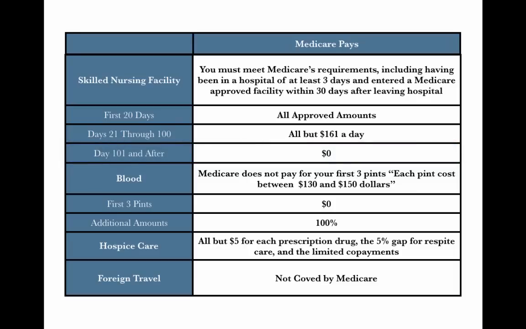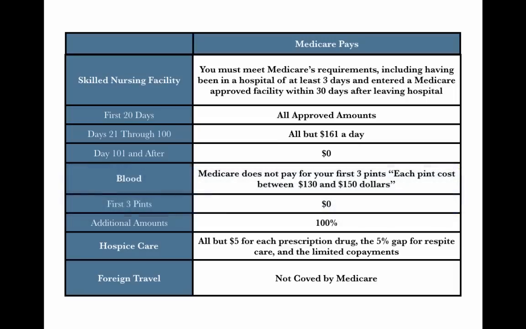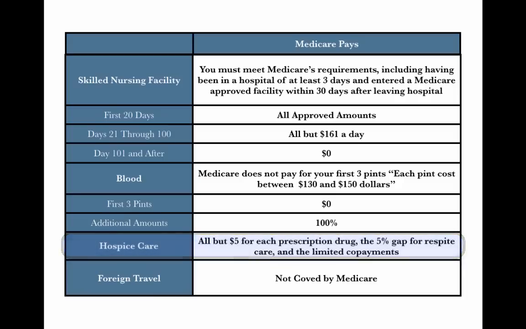You do have to pay for your first 3 pints of blood. Blood typically costs $140 a pint, and Medicare covers 100% after the first 3 pints. Hospice care is practically totally covered by Medicare, except for some small $5 copays on drugs, and the 5% gap in respite care costs. And lastly, Medicare does not cover you outside the United States.